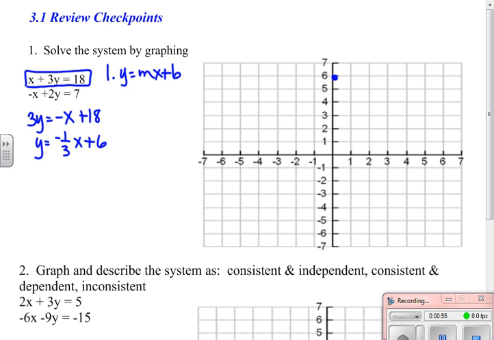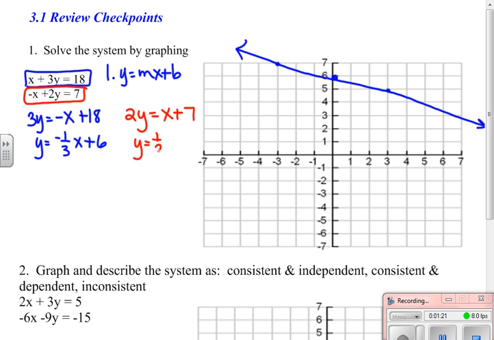My slope is negative 1/3, so I go down 1, right 3, or up 1, left 3. And this is an equality, and so I have a line that goes through about like so. And I'm going to go ahead and do the same process for this one. So I'm going to have 2y is equal to x plus 7 when I add x to both sides. Y is 1/2 x plus 7/2.